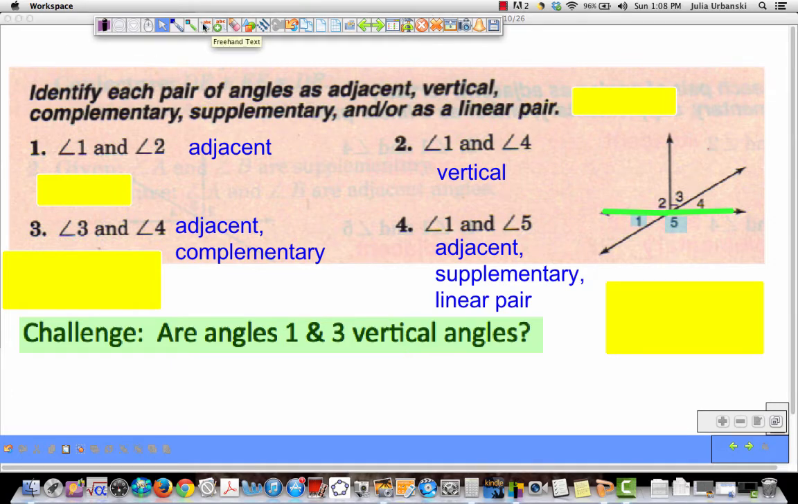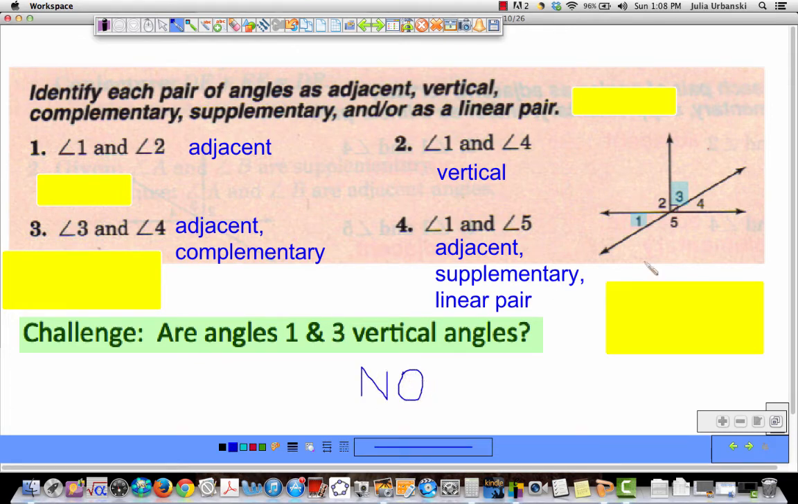All right, and really quickly a challenge question. Do you think that angles 1 and angle 3 are vertical angles? Look at angle 1 here and look at angle 3. They seem to be across from each other, but are they directly across from each other? The answer is no. They have to be exactly across from each other, but when you look at this, they're not across from each other. Here's the line, and they are on the same side of the line. So no, those are not vertical angles.